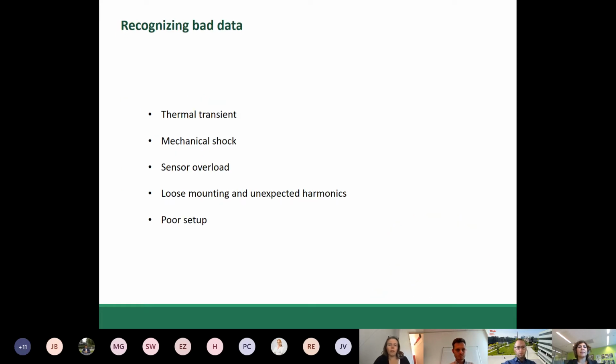How can we recognize bad data? If we look at the spectra and we see thermal transient, mechanical shock, sensor overload, loose mounting, and unexpected harmonics, or poor setup, that should be for us an indication that the data is bad. So it is better to recognize it immediately rather than send this data to the next phases to be used by machine learning or data analytics.